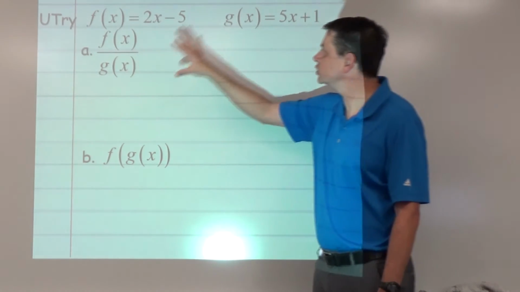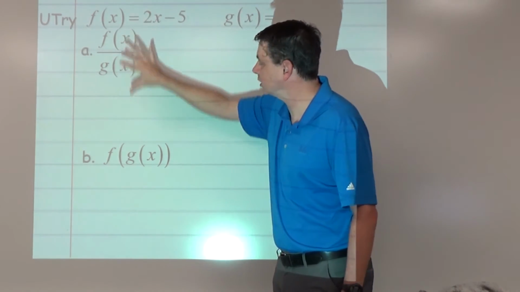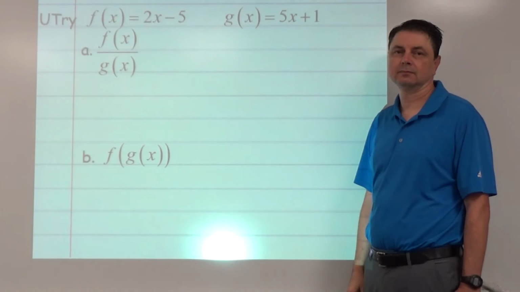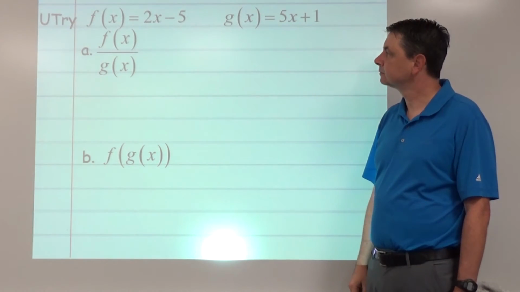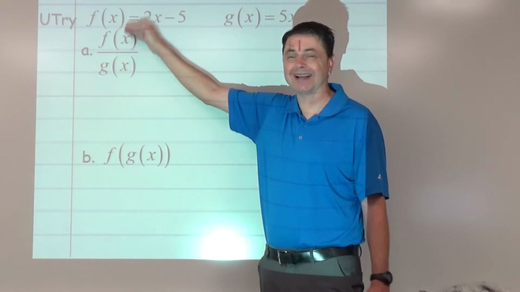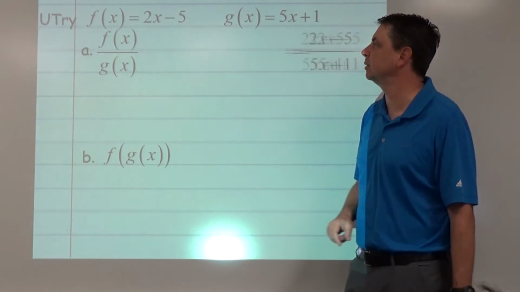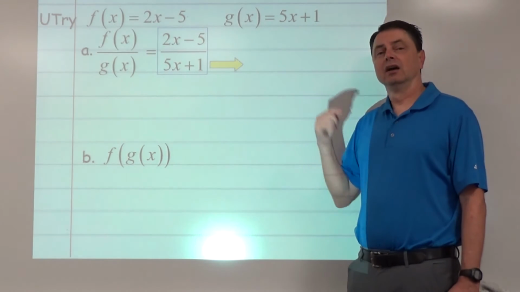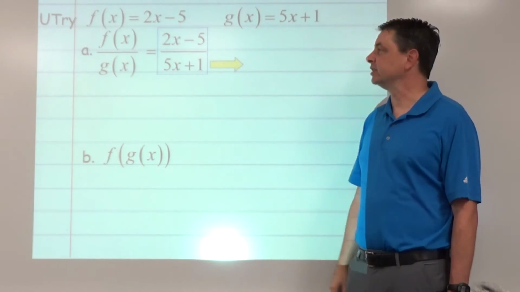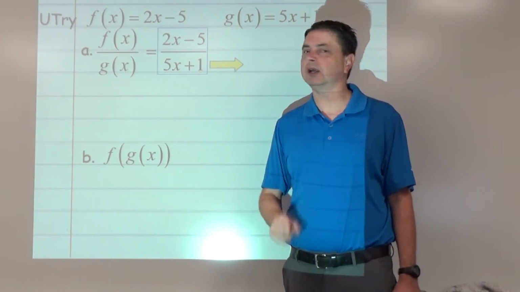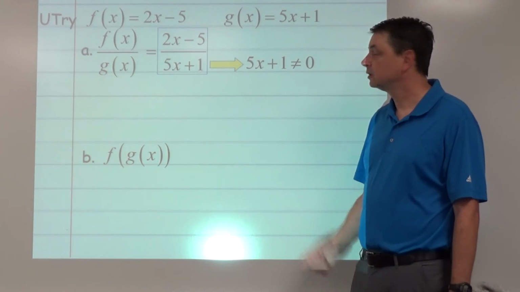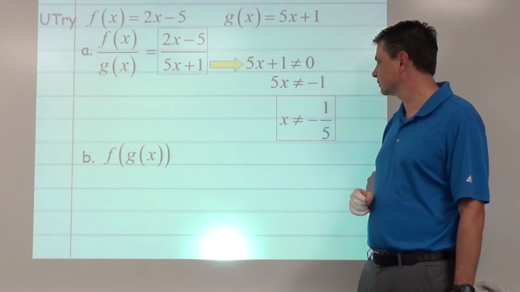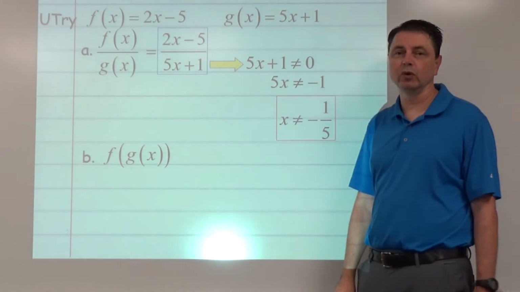All right, go ahead and try these. We've got a quotient function and a composite function. Pause here until you're ready. So the first part of the quotient function, that's easy. We just got to put f of x on top, g of x on the bottom. There's our quotient function. But it does come with the condition that for the domain, you can't divide by 0. So we have to say 5x plus 1 cannot equal 0. Solve that for x. Minus 1 both sides. Divide by 5 on both sides. X cannot equal negative 1/5.